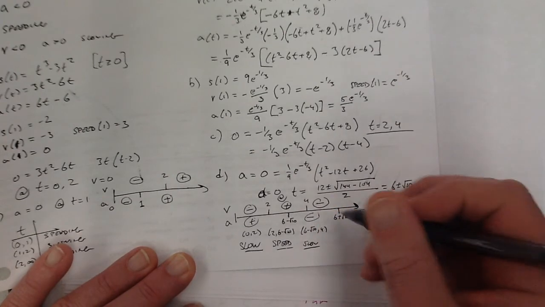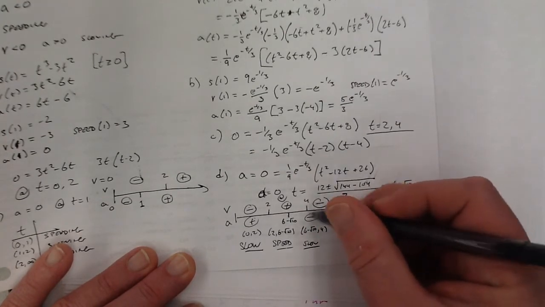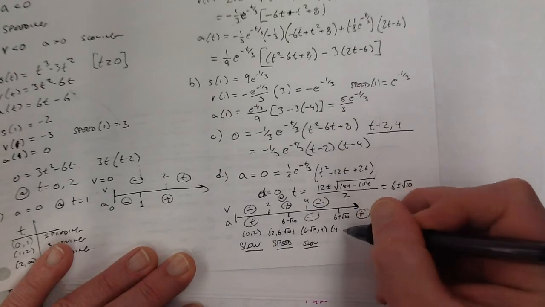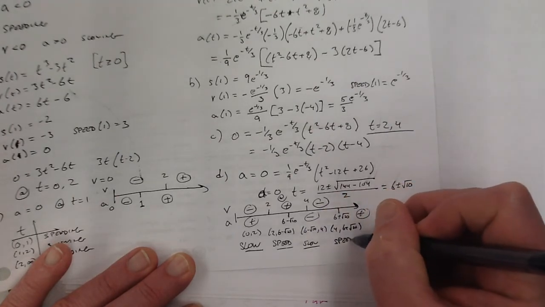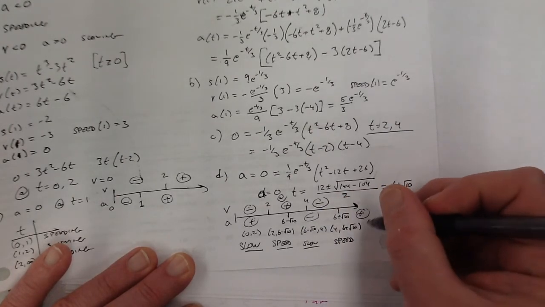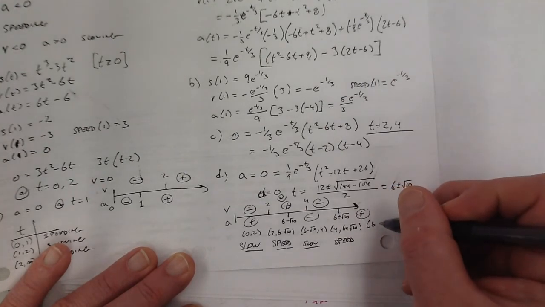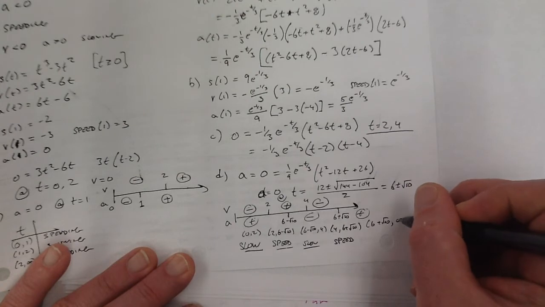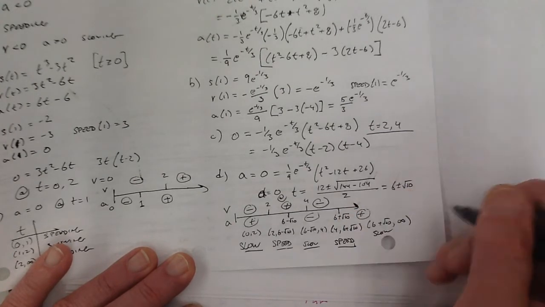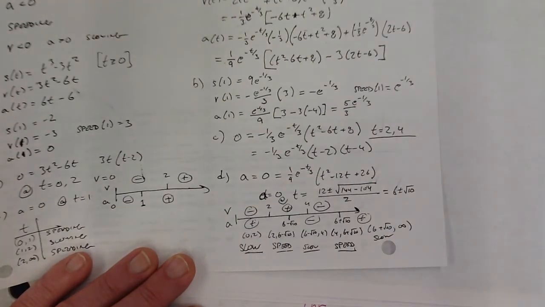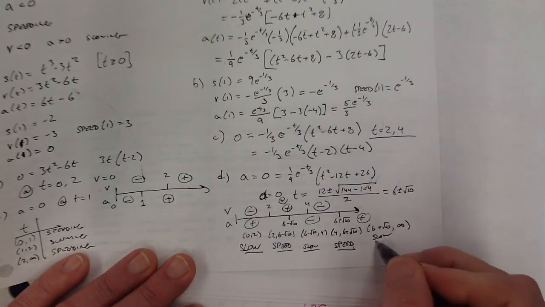Slowing, and then here from 4, 6 plus the square root of 10 is speeding because they're both negative, they agree. And then from 6 plus the square root of 10 to infinity and beyond, we're slowing again. Oh, slowing down forever. That's kind of sad.